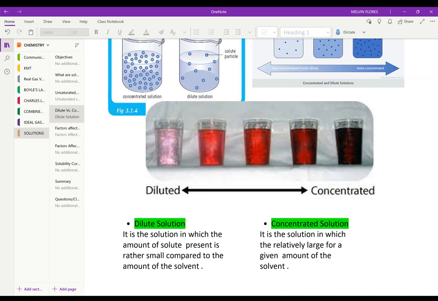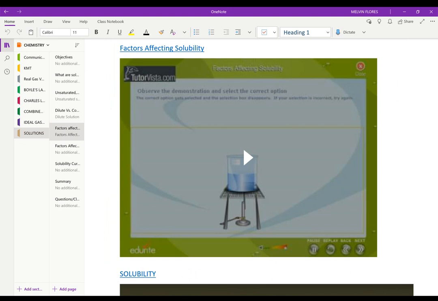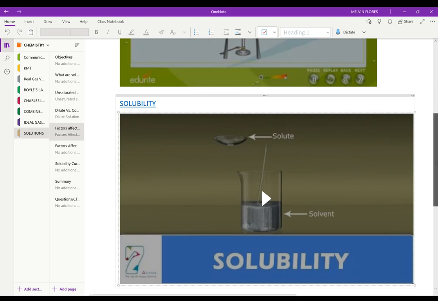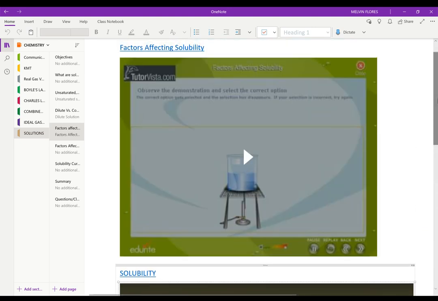Okay, let's go to the factors that affect solubility. What are these factors that can affect how a solute dissolves in a given solvent? Let's take a look at this video so that we can have an idea of what these factors are that affect the solubility of a substance.